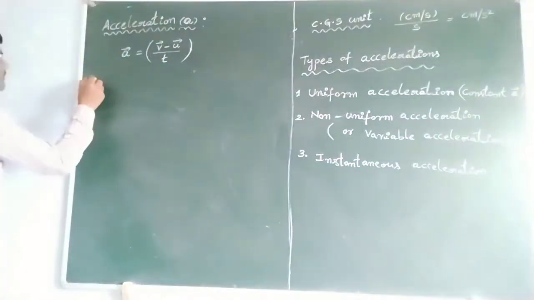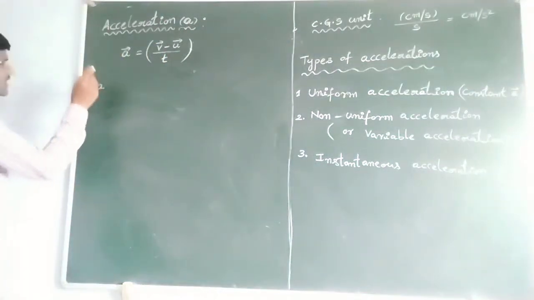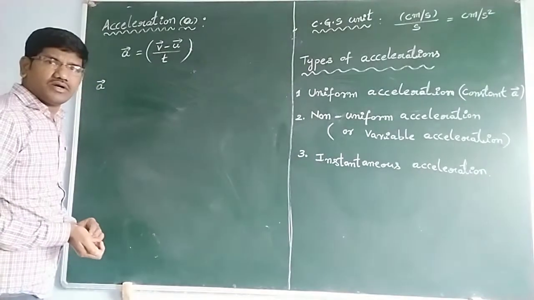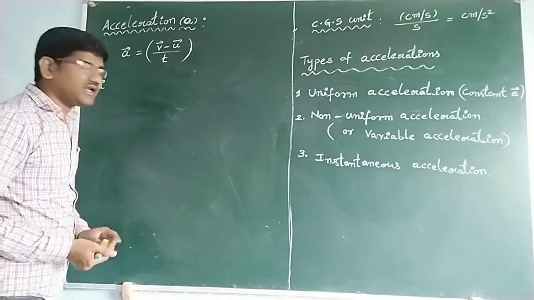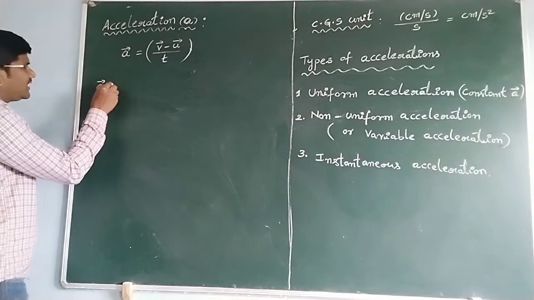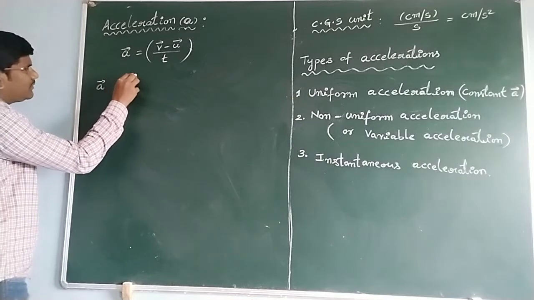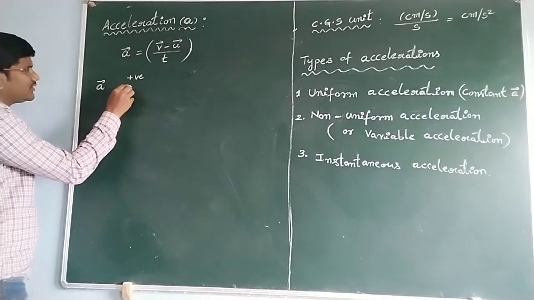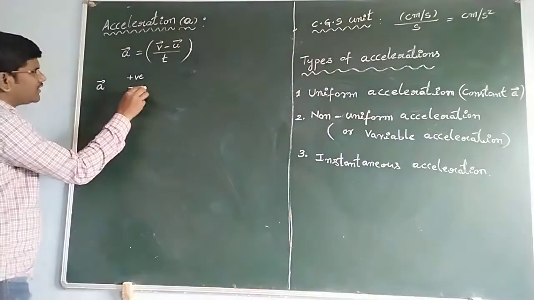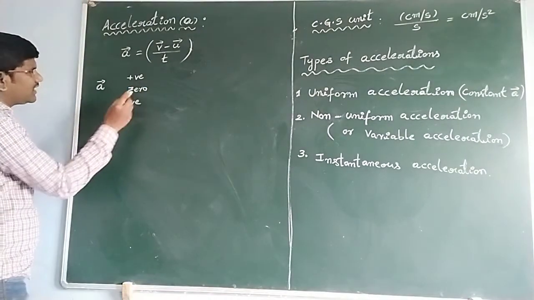So acceleration a is a vector quantity. A bar has both magnitude and direction. This a can be positive, it can be zero, and it can be negative also.